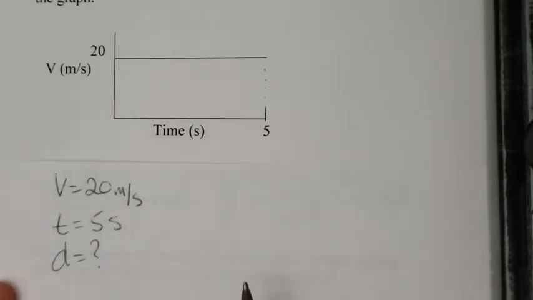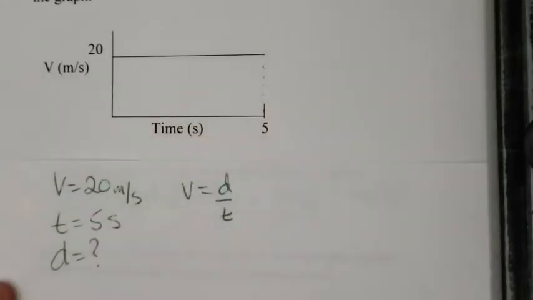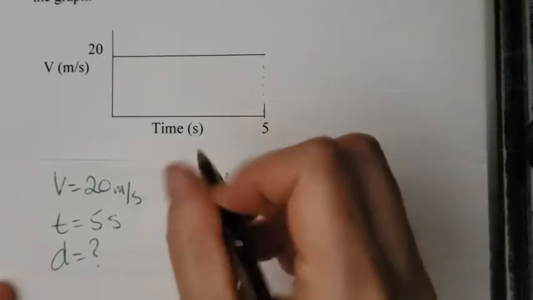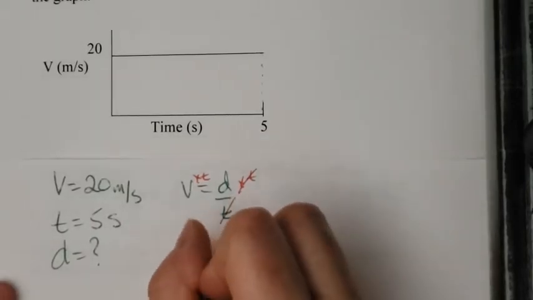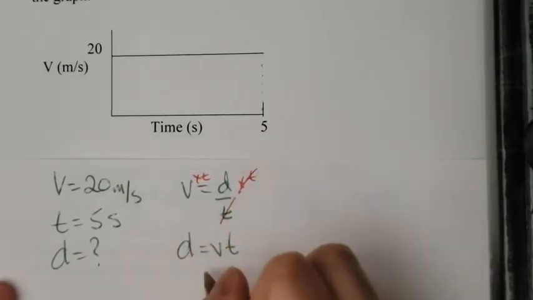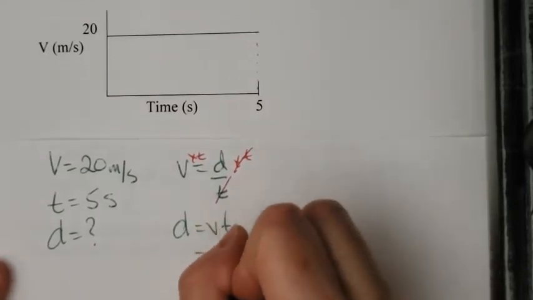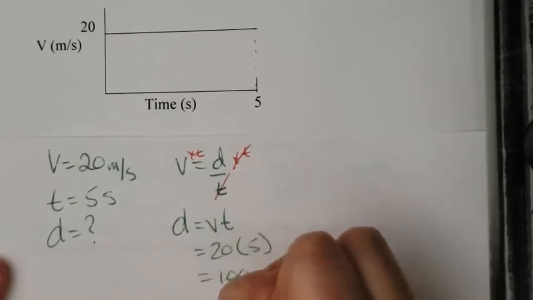Well, I have a formula that uses these three variables, and that is v is equal to d over t. Now, I don't want to solve for v, I want d all by itself. So what I need to do is remove the t. The opposite of dividing by t would be to multiply by t. So I'm going to multiply both sides by t, the t's cancel out, and I now have d all alone. So d is equal to vt. I plug in my numbers. My v was 20, my t is 5, and that gives me 100 meters.